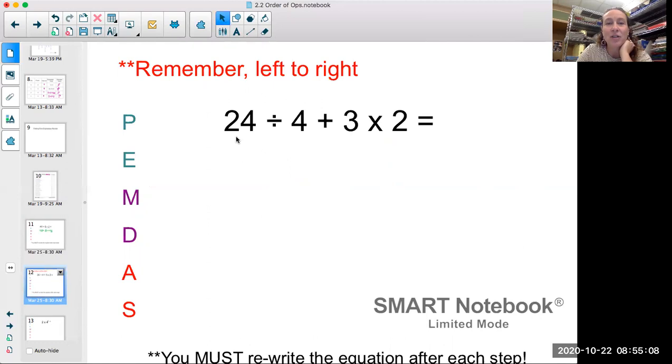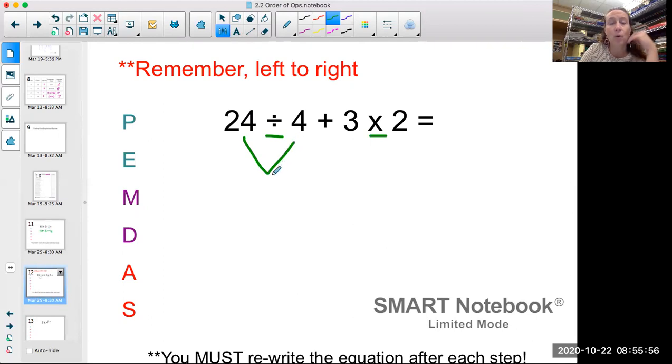Now we have 24 divided by 4 plus 3 times 2. That's crazy, right? Remember, we're going to go left to right always, but we are going to start with the parentheses. No parentheses. Then exponents, no exponents, then multiplication or division, whichever comes first. So in this problem, division comes first. I see not only division in our problem, but also multiplication. But we read from left to right, and the division comes first. So that's what we need to do first.